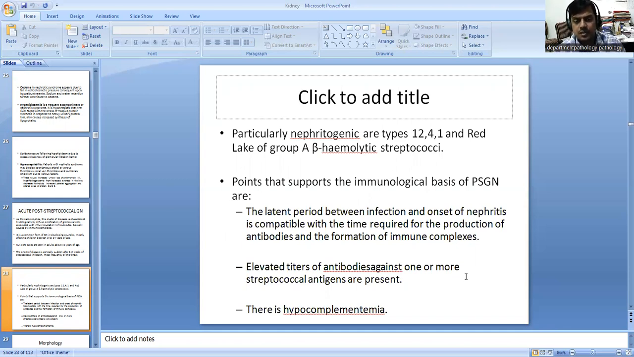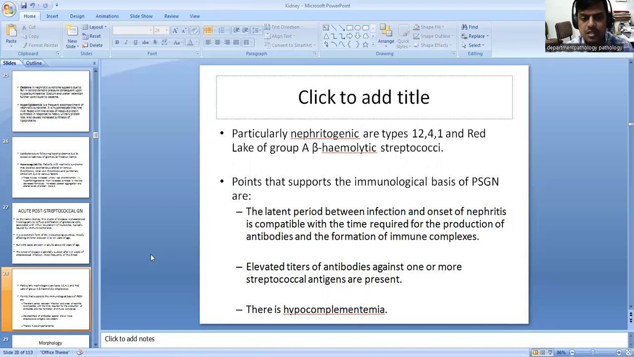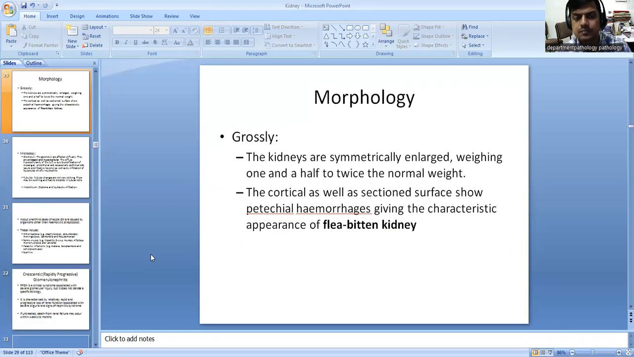Points that support the immunological basis of PSGN are: the latent period between infection and onset of nephritis is compatible with the time required for the production of antibodies and the formation of immune complexes. Elevated titers of antibodies against one or more streptococcal antigens are present. Last but not the least, there is hypocomplementemia.